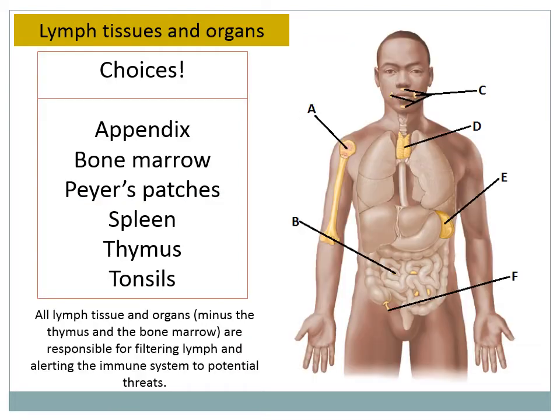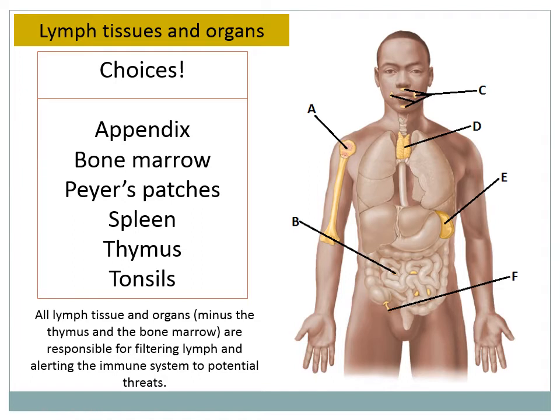All right, so now we're going to look at some lymph tissues and organs themselves. I have a list of some choices here: the appendix, bone marrow, Peyer's patches, spleen, thymus, and tonsils. Hopefully when you look at that picture, you can determine which tissue and which organ we are looking at. So let's go ahead and try A there. Which one would A be?